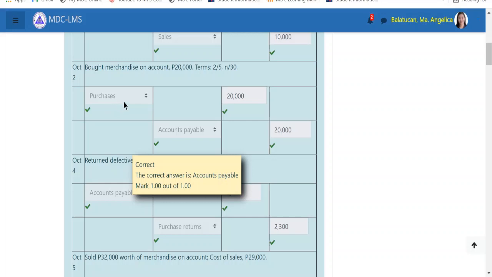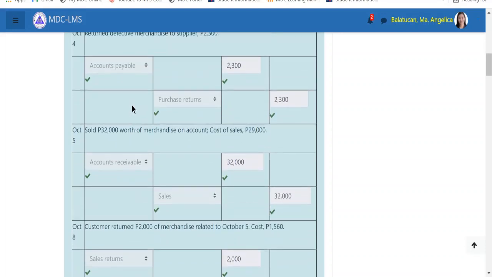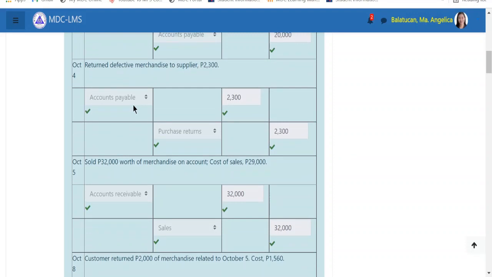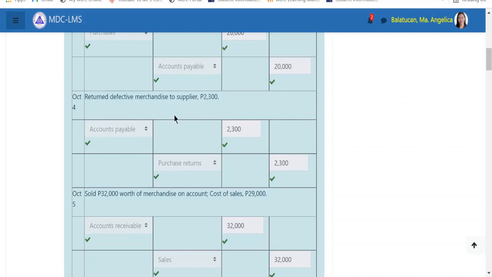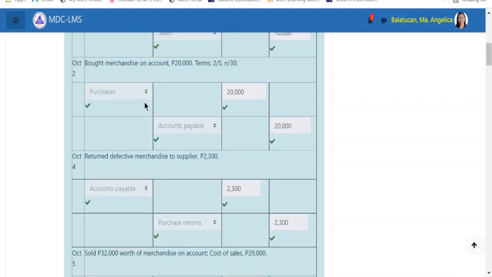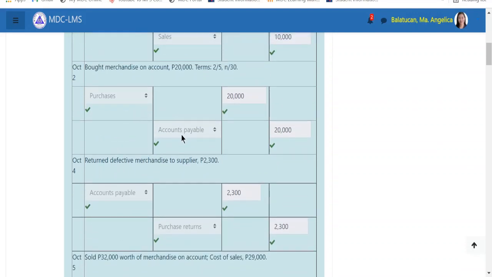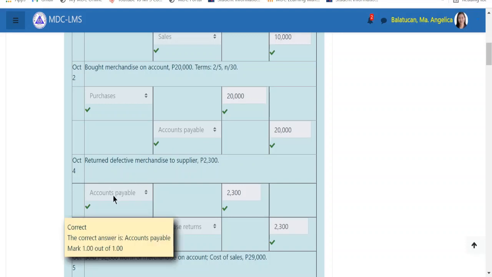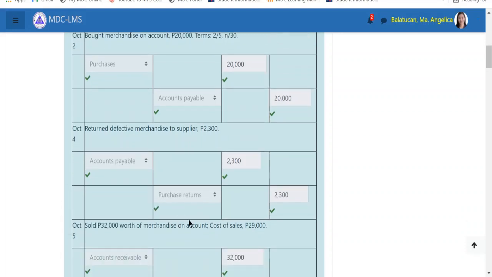So the entry would be purchases and then credit accounts payable because this is on account. Next, returned defective merchandise to our supplier. Okay? So where does this relate? What transaction does this relate to? So this is with regards to our purchase. The previous purchase was on account. Therefore, our entry would be debit accounts payable and then we credit purchase returns.